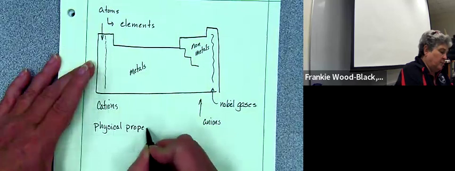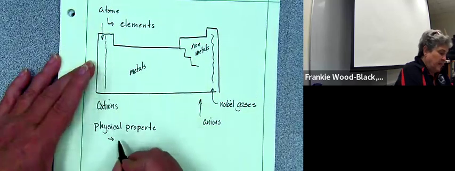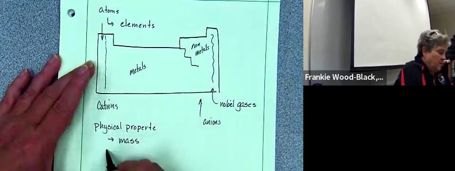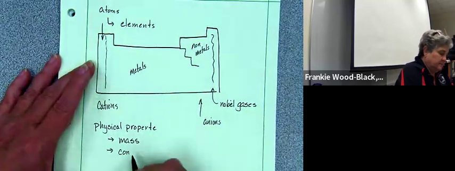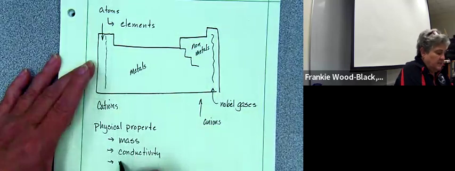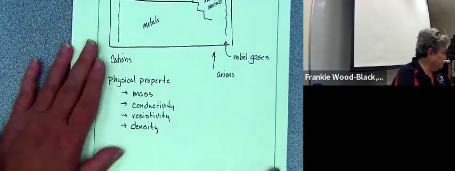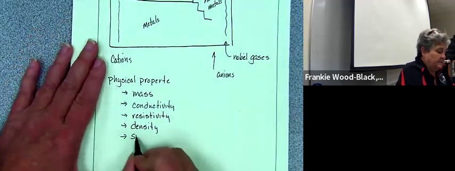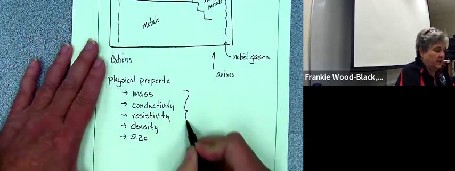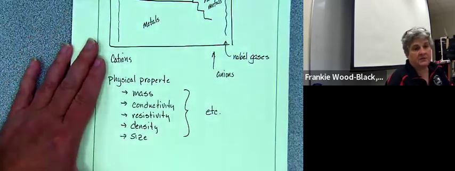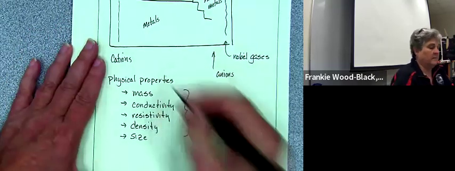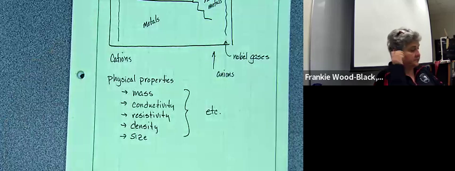Because when we start looking at our physical properties, we're going to have the actual mass. We can look at conductivity. We can look at things like resistivity. We have density. We got size. So we can start doing a whole lot of different properties associated with it. Let me finish writing out my word, properties.